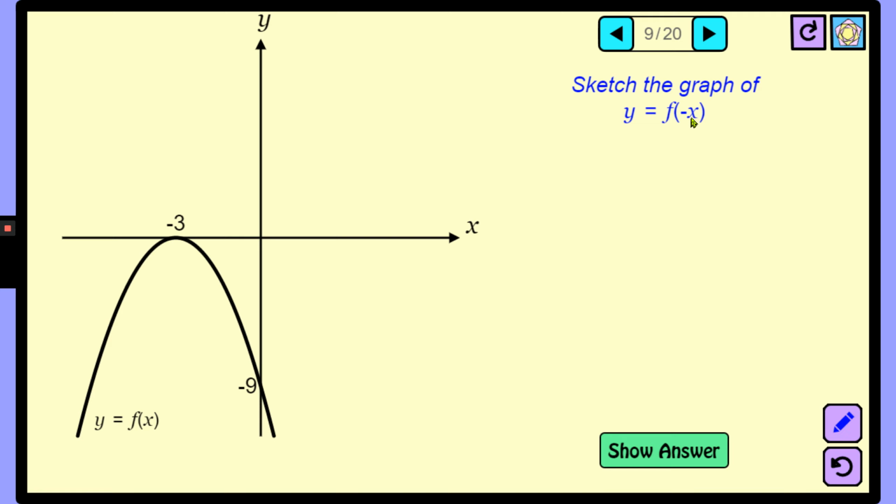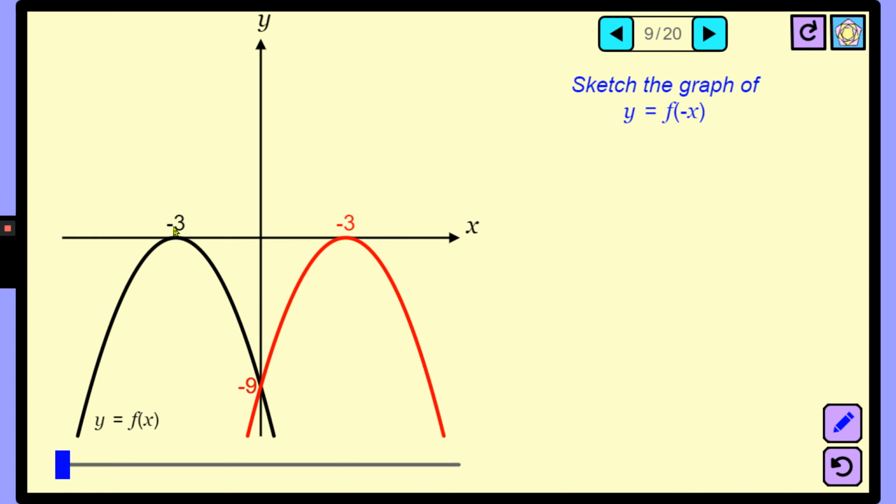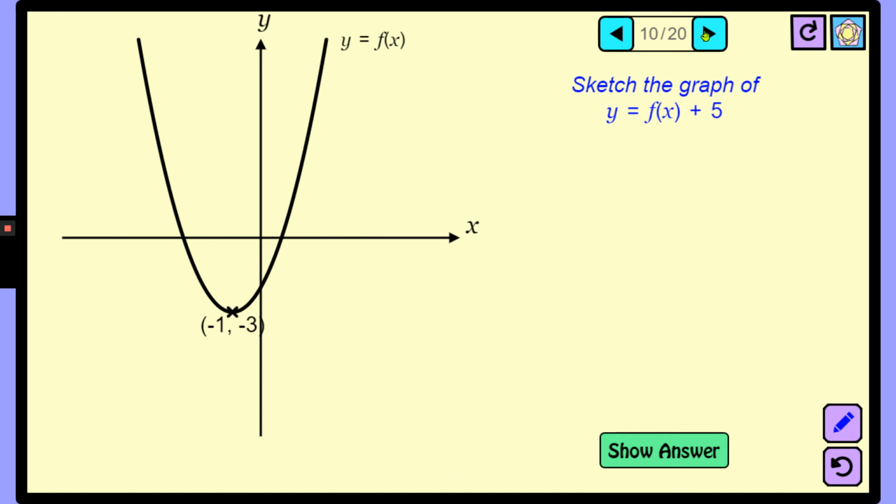Okay, -1 in the brackets. So we're reflecting on the y-axis. So we're going to get like a shape that looks like a hill on the right-hand side. And you can see that should be +3. That's not negative. It should be positive. I'll just fix that. Okay, next question. Pause here.